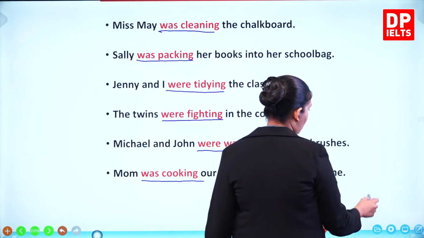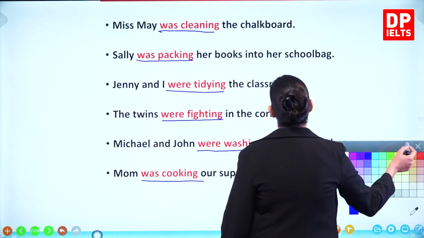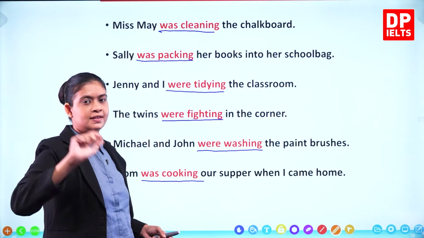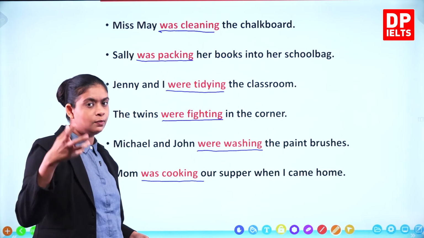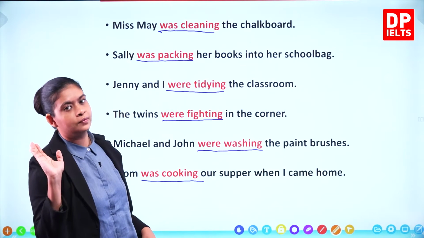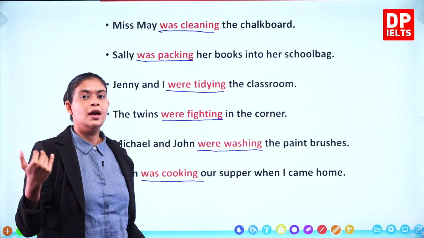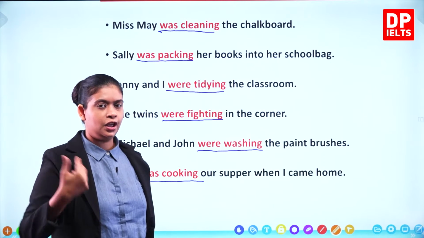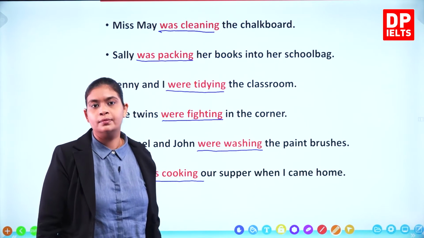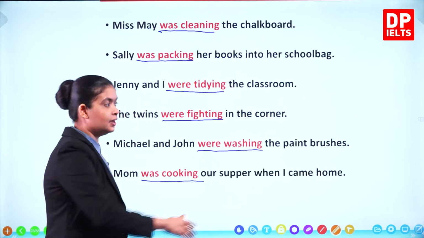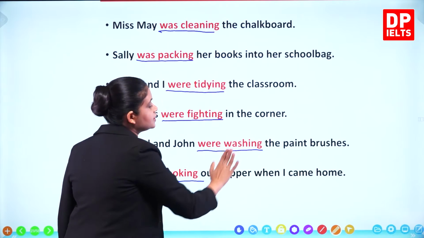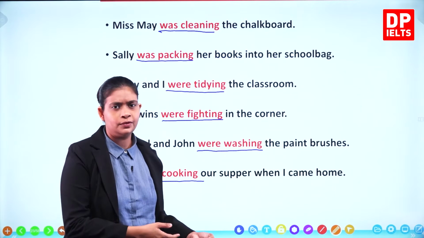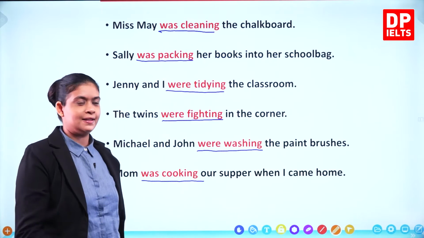Miss May was cleaning the chalkboard. Miss May, in the old days they had boards written with chalk. She was wiping it off. Was cleaning. Referring to an action which happened in the past. It was happening for some time. Because cleaning, we can't just clean it in one go. It happened for some time. Is it now? No. Is it going to be in the future? No. Was it in the past? Yes, it was.